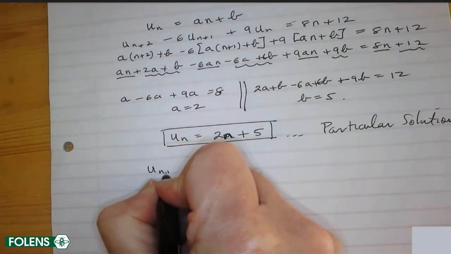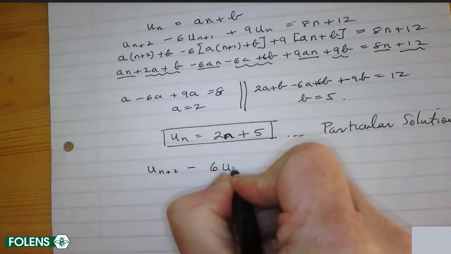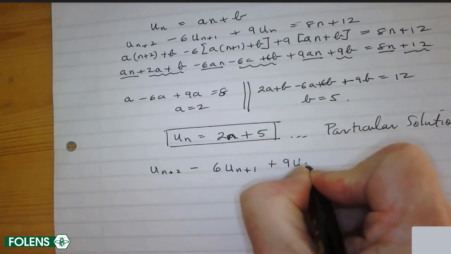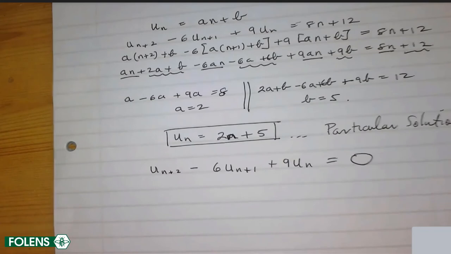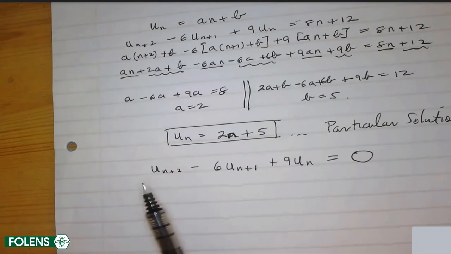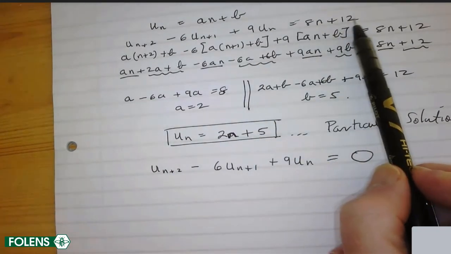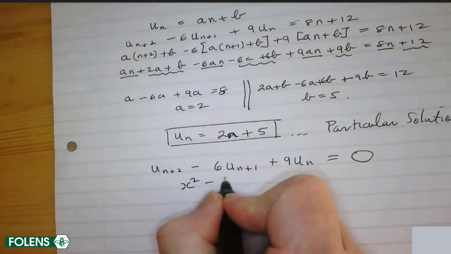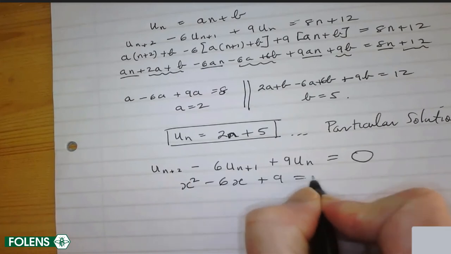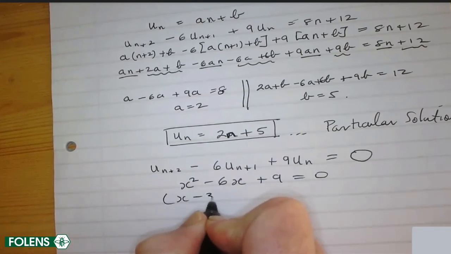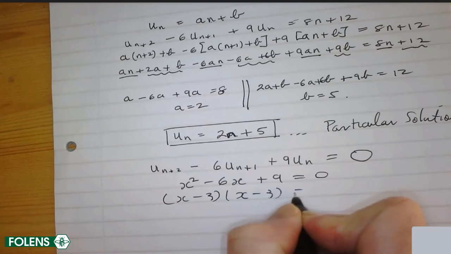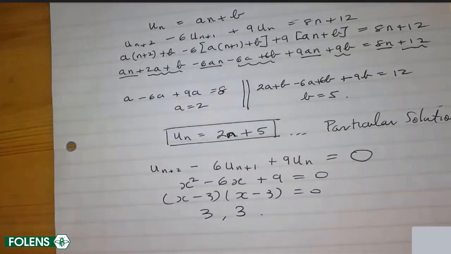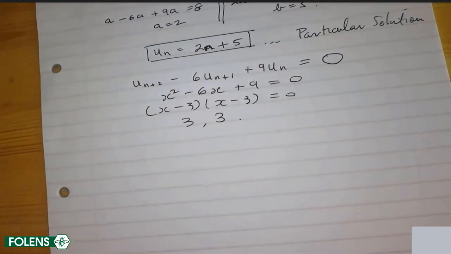And the complementary solution is the solution to the homogeneous equation where 8n plus 12 is removed, where we just put in the u's and the u's and the u's and solve. How do we solve them? We write down the characteristic equation, a quadratic equation, and we solve it. Its roots are 3 and 3. Ah, its roots are both the same.